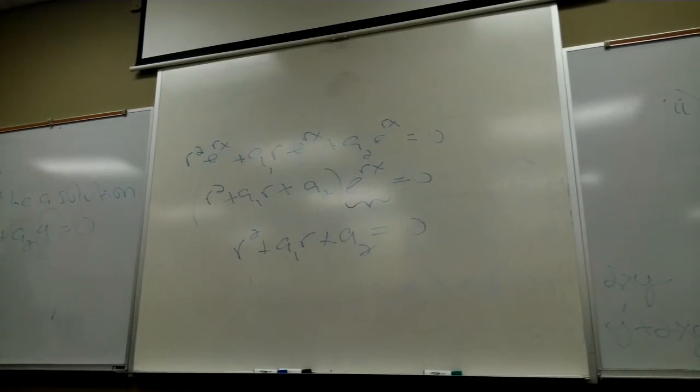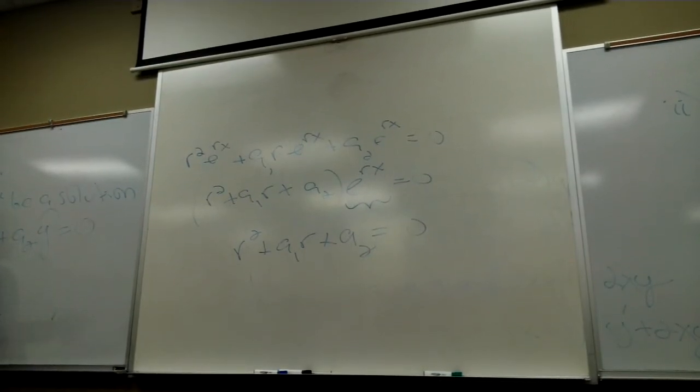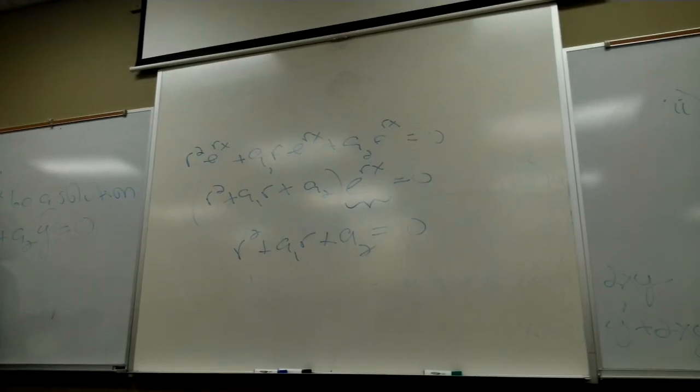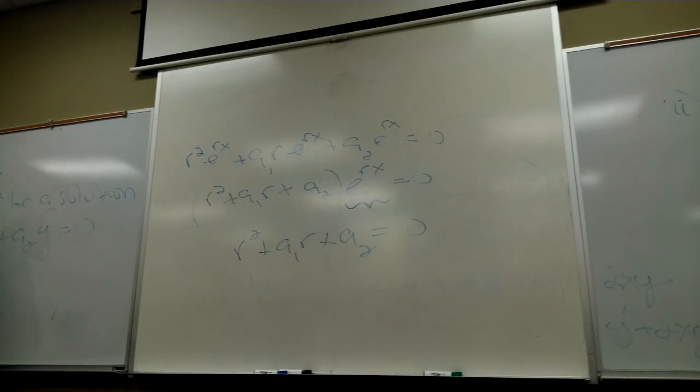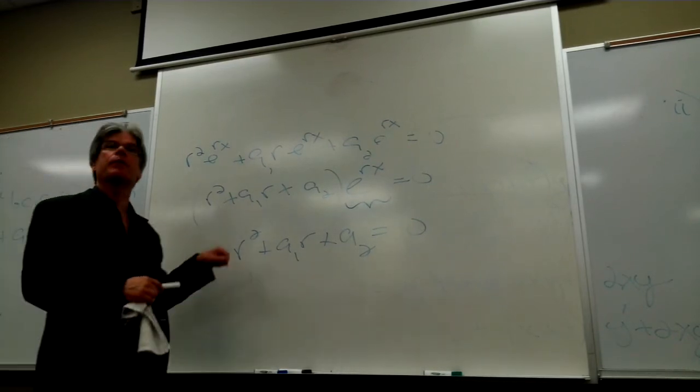Actually, what are my choices? I guess they both could be real numbers, or maybe I just have one real solution, or maybe I have two non-real complex solutions. I think those are the only three options I have. And I maintain if both these solutions are real, I have just solved my differential equation, because I can solve for the r values. I know what they are.